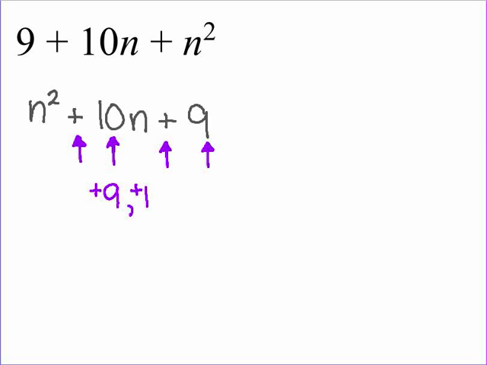So then now, last but not least, I'm going to jump to my parentheses. My first term is n squared. So what does that mean is first in each of these parentheses? N. And then what will be the remaining? Plus 9 and plus 1. Very good.